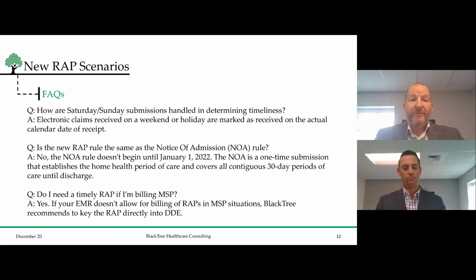All right, so the next question, another common question. We talked about the holidays and Saturdays and Sundays and how they count in terms of the calculation for the days. Well, how are Saturday, Sunday submissions handled in determining timeliness? The electronic claims received on a weekend or a holiday are marked as received on the actual calendar date of receipt. Now, the caveat I'll throw out there on this one too is you have to submit it, and it actually has to be accepted as well.